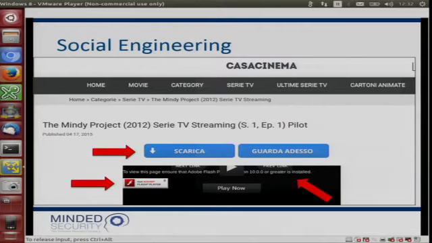Social engineering, you can see social engineering everywhere. For example, this is one of the mirrors of Casa Cinema, and to see any movie, you have to click around the page, and you can face pop-ups like this that ask you to install missing plugins on your browser. If you click on one of these, you are going to install malware without knowing that.